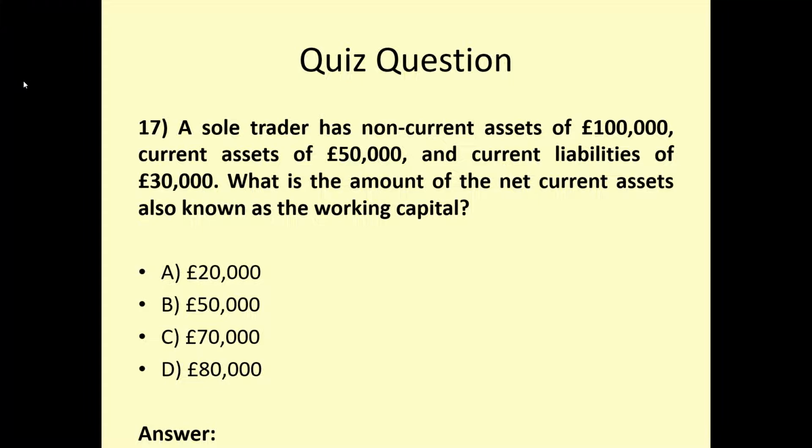Question 17. A sole trader has non-current assets of £100,000, current assets of £50,000, and current liabilities of £30,000. What is the amount of the net current assets, also known as the working capital? Is it A. £20,000, B. £50,000, C. £70,000, or D. £80,000?